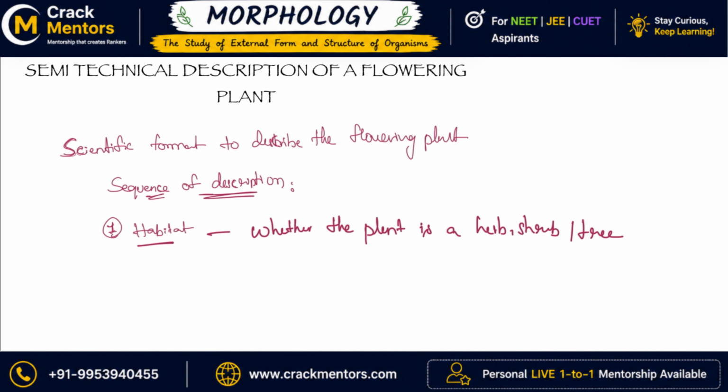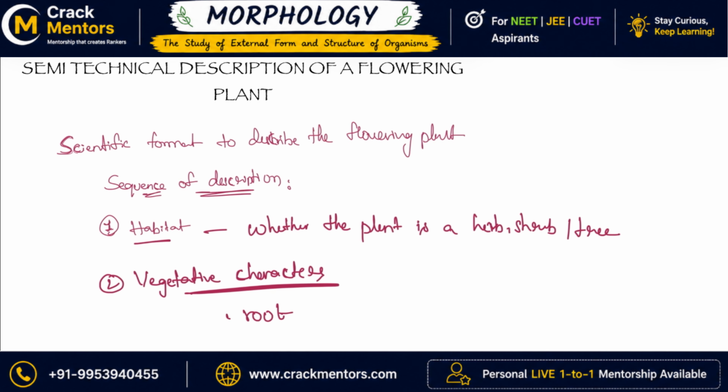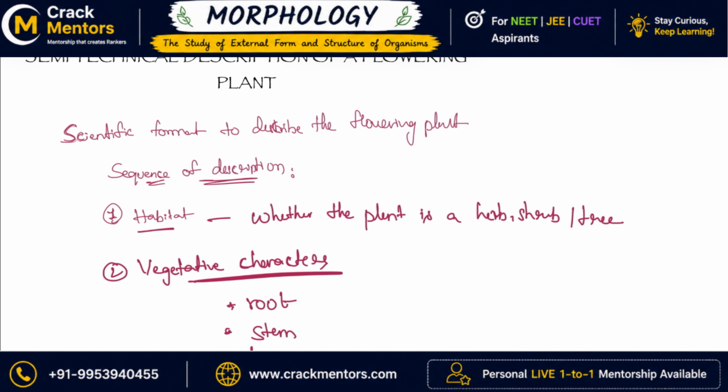While describing a plant, we have the sequence of description. The very first thing that we describe is whether the plant is a herb, shrub or a tree. After habitat, we discuss its vegetative characters. Under vegetative characters, we write about the type of root, the type of stem, and also the description of the type of leaves. And after the vegetative characters, we discuss the floral characters.